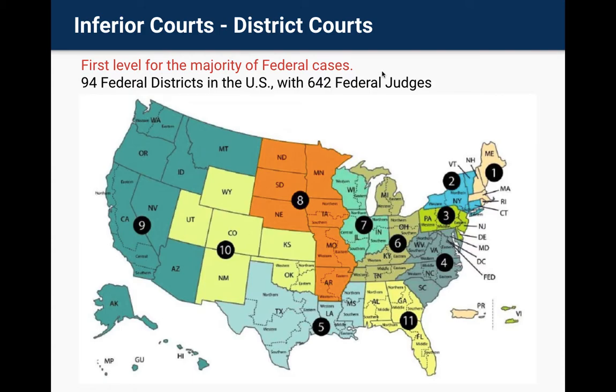Okay, there are 94 districts in the United States. There are 642 federal judges. Some of those districts are entire states. Okay, if you look at Wyoming, Utah, Colorado, the Dakotas, Nebraska, Kansas, all of these states over here all have one federal district. Each state has at least one federal district, though. It's not like these are combined together. Okay? Each state has at least one.